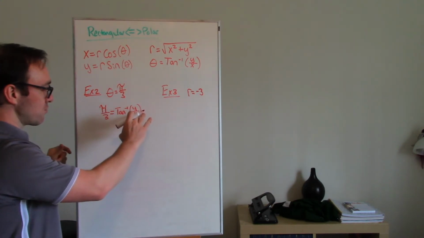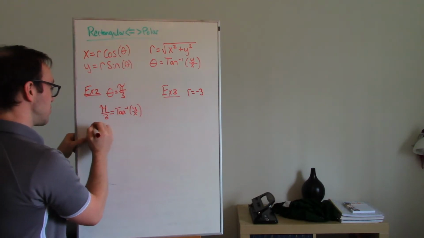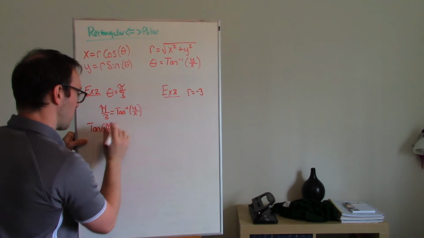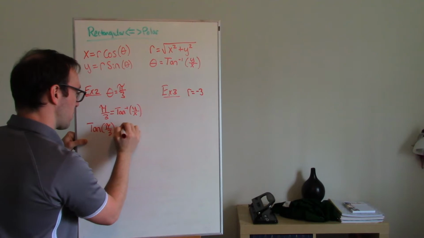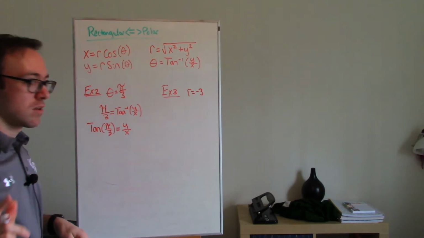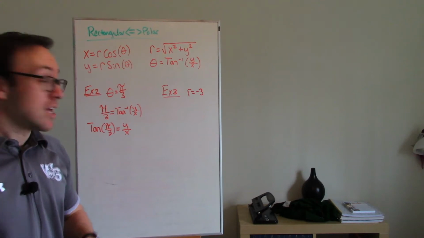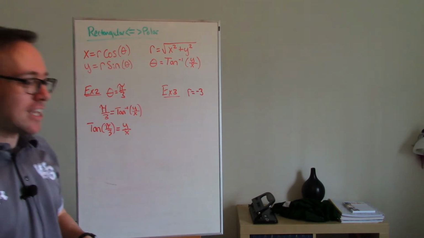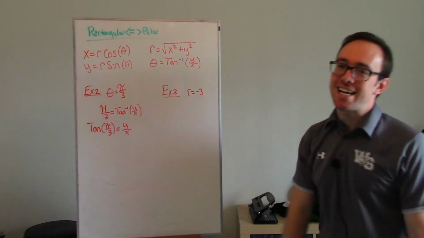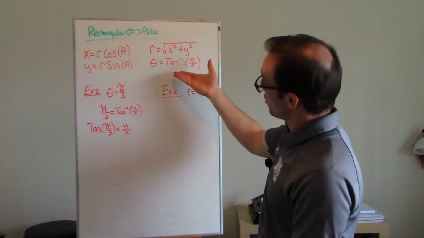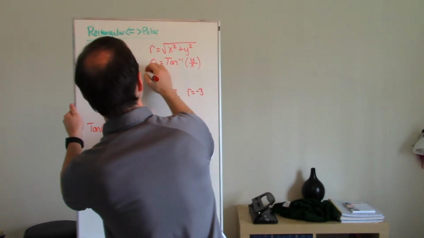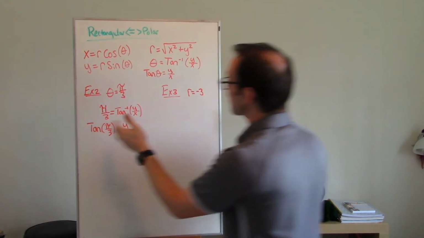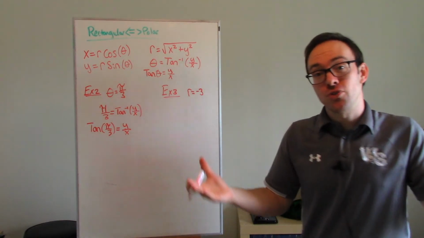When you see the tan negative 1 and you need to move it over, you simply take the tan to the other side. So when you move the tan over, it goes from tan negative 1 to tangent on the other side. So if you look at the formula, you could rewrite the formula as tan of theta equals y over x. That's also good to do.